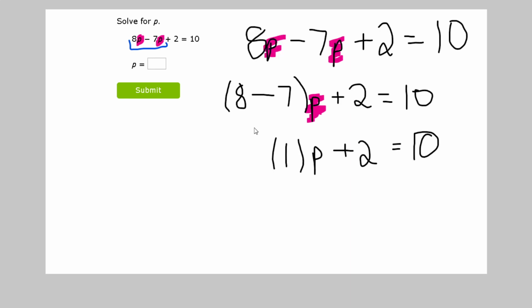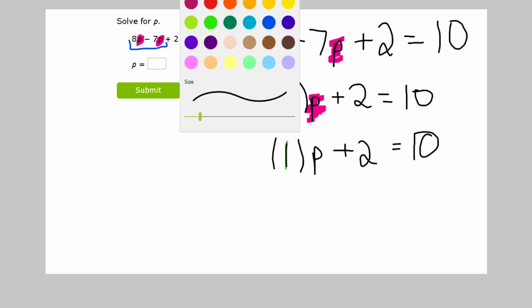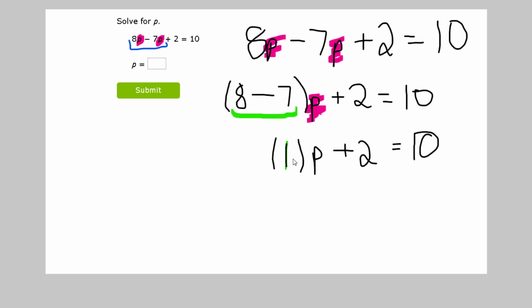All right, 8 minus 7 is just 1. That's what I have here, so this is just 1. And then 1 times p is just p. So you can actually simplify this. 1 times p is just p, so we have p plus 2 is equal to 10.